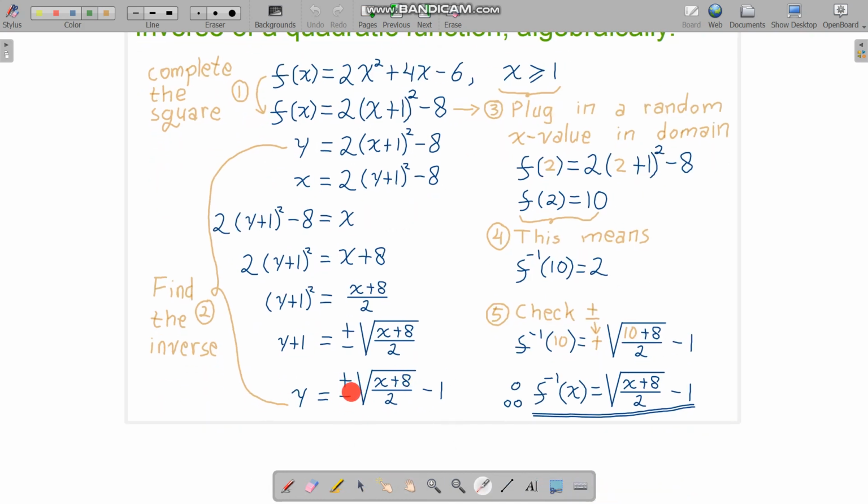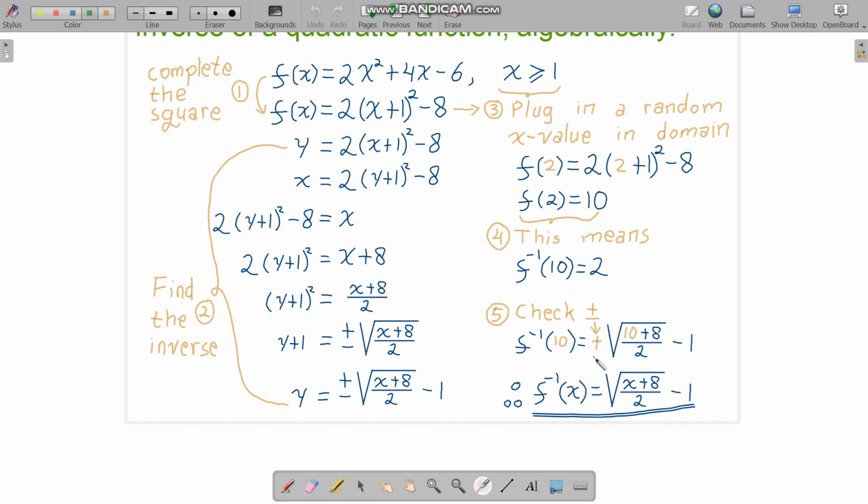So we have plus minus, and we have to decide whether to use the plus or the minus. You can do it this way. Step 3, plug in a random x value in the domain. Here the domain is x bigger than 1, so you can plug in anything bigger than 1, for example 2. If you replace this x with 2, you get 2 times (2 plus 1) all squared minus 8, which is 10. This means f inverse of 10 is 2.